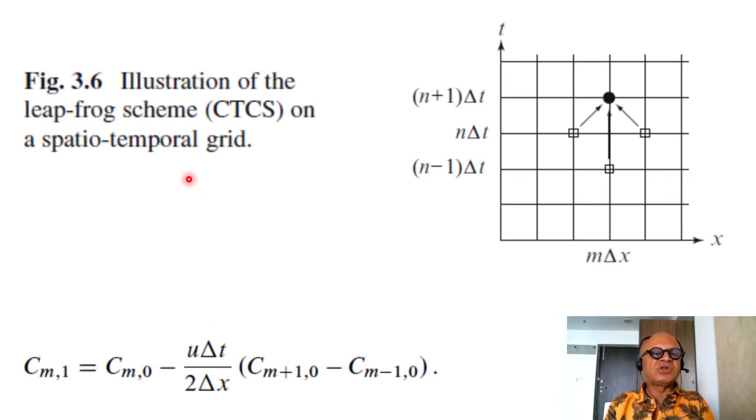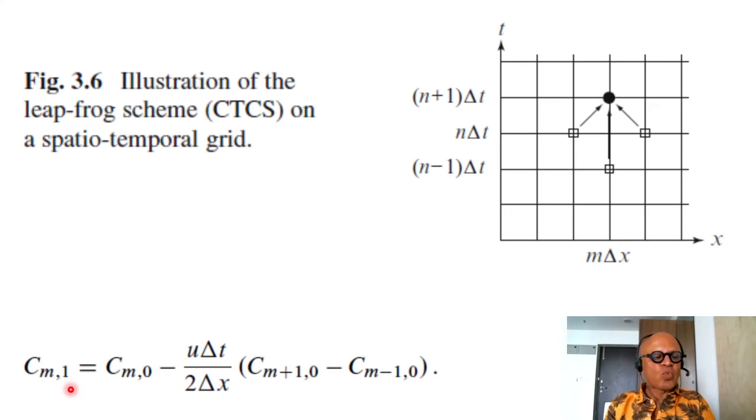So here is an illustration of the leapfrog or CTCS scheme on the spatial temporal grid. So you are solving for n plus 1 delta t with values at n delta t, but at m minus 1 and m plus 1, and with value at n minus 1. So you have to know this to solve for that, and when we start at t equals 0, we use a forward difference to do that.